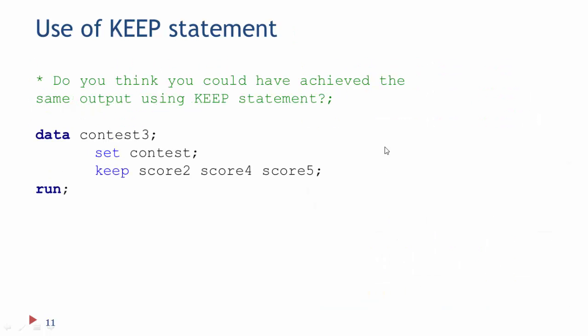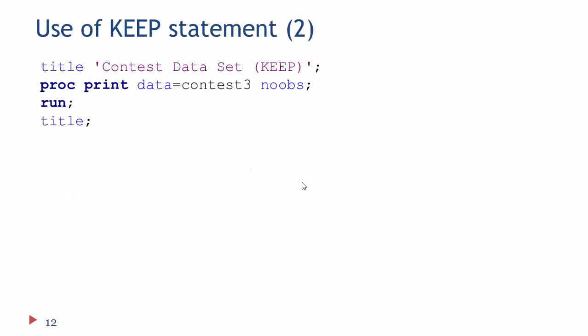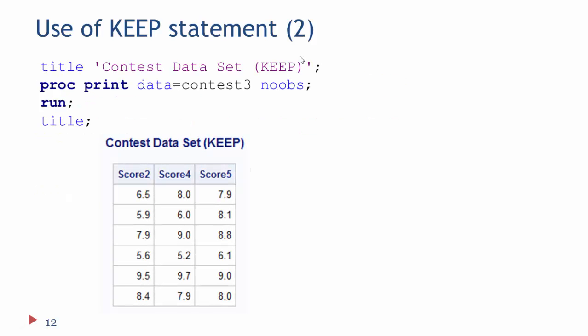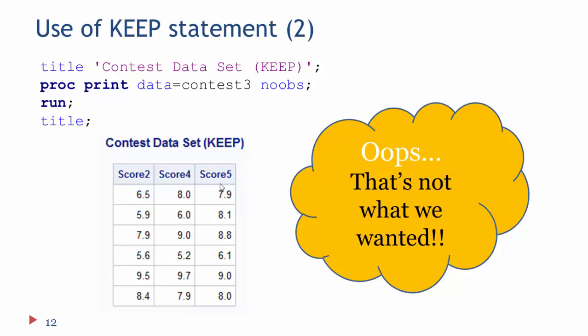Now, what if you use a keep statement instead of using the drop statement? So let's create a new dataset, contest3, and read the data from the original contest dataset and only keep score 2, 4, and 5. Can you guess what the output dataset would look like? Let's print it. And the output is this. Only those 3 variables that we used with the keep statement, and it has removed all other variables from the dataset. And often that's not what we want. So we have to use drop or keep statements intelligently in order to minimize our work.